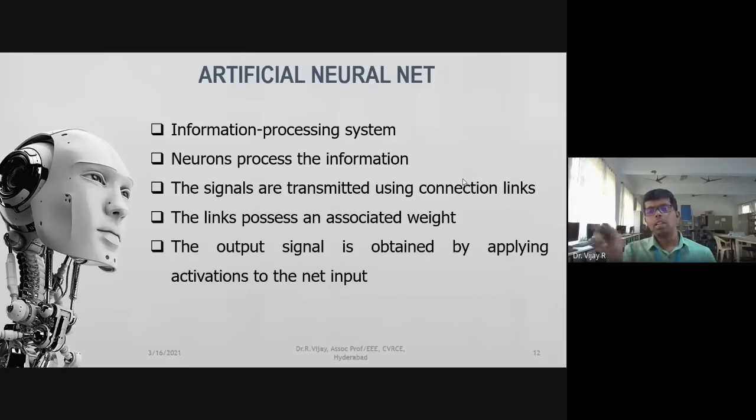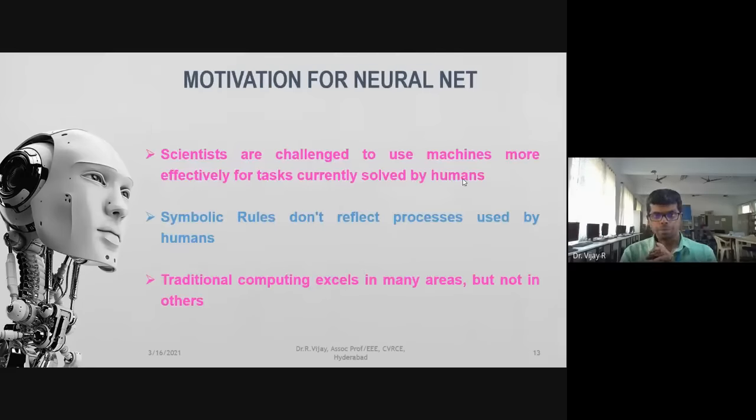Okay, as in biological neurons, some connection links are there, and each link possesses an associated weight, some weightage we are giving to that particular link. Also, the output signal is obtained by applying the activation to the net input. We are giving some activation function, and based on that we extract our output. So, motivation from the neural networks.